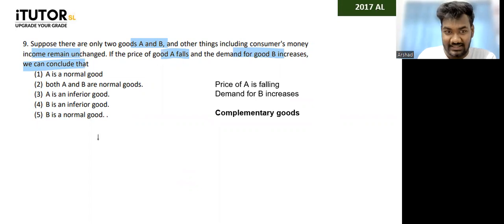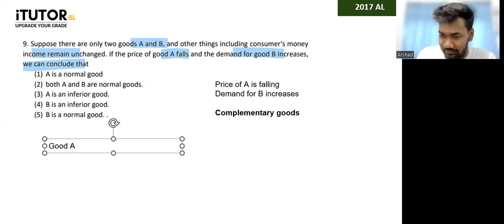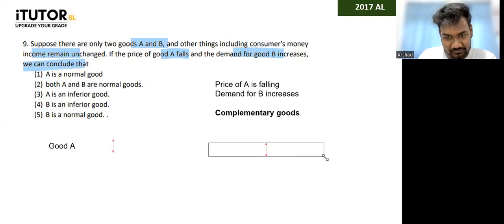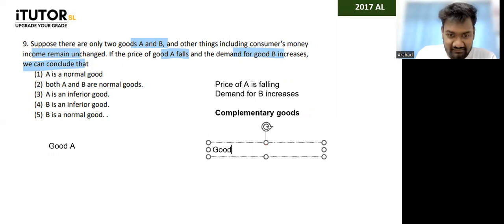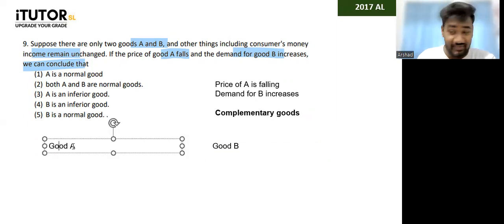We have two products, right? What are the two goods? We have good A, and on the other side we have good B. So there are only two goods. Let's say there is a consumer buying good A and good B both. Let's say from his income, he is spending half on good A and half on good B. Listen very carefully. So what is happening?